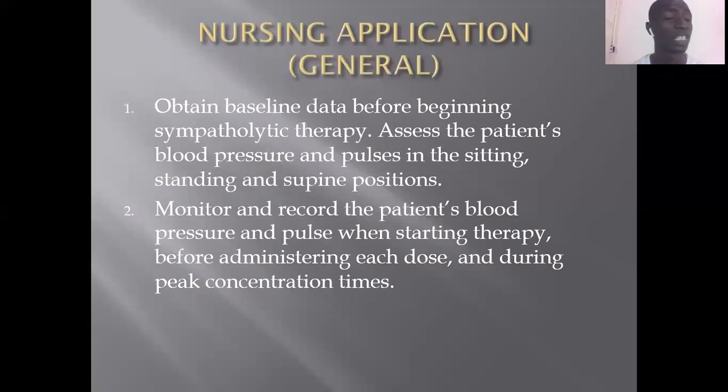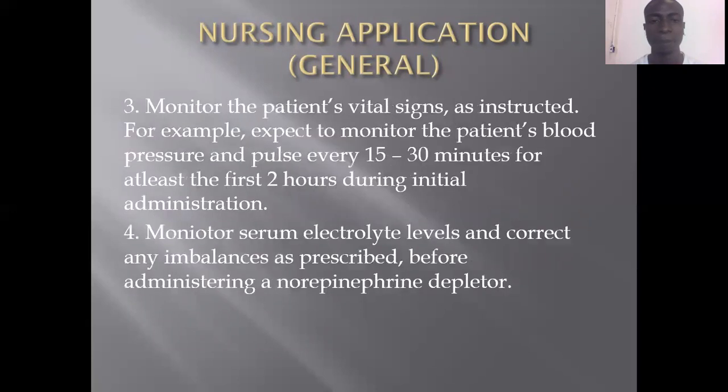So making application in general of all these drugs, the sympathetic agents, you obtain baseline data before giving these drugs. You assess the blood pressure and pulse in a sitting and also supine position. You monitor and record the blood pressure and pulse when starting therapy, before giving each drug and during the peak concentration. You monitor the patient's vitals as instructed. For example, expect to monitor blood pressure every 15 minutes for the first 2 hours during the initial administration. Also, you monitor the serum electrolyte levels and correct any imbalances as prescribed.